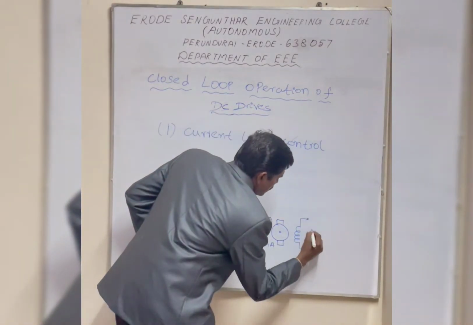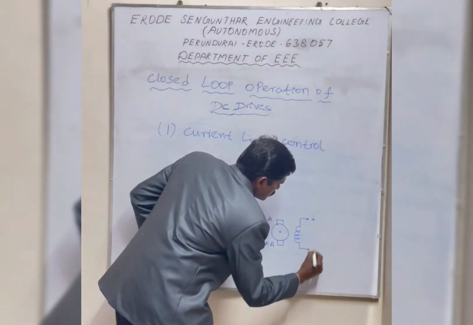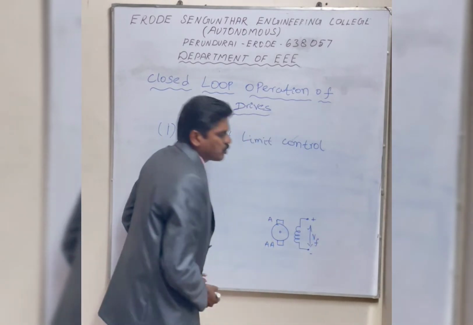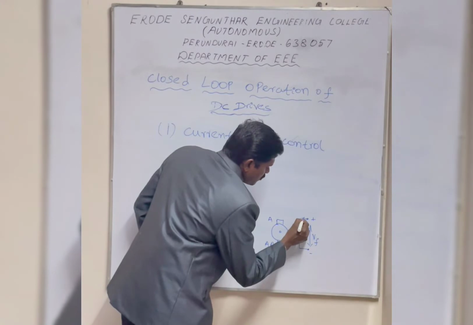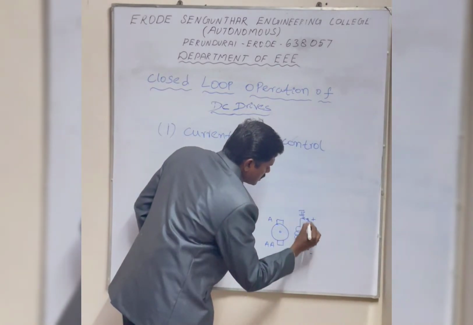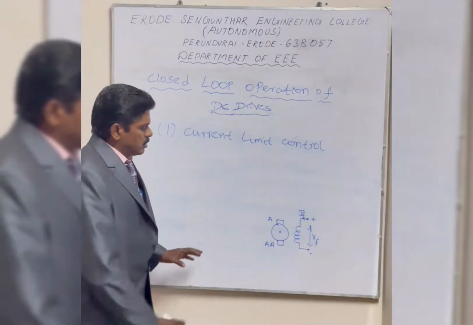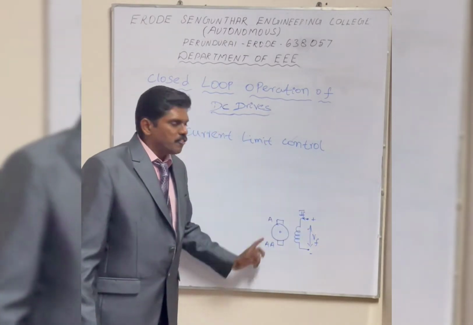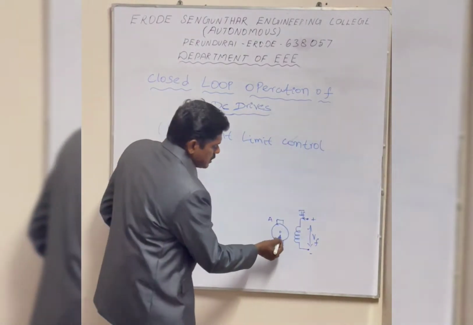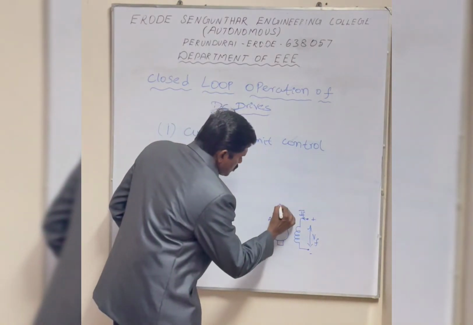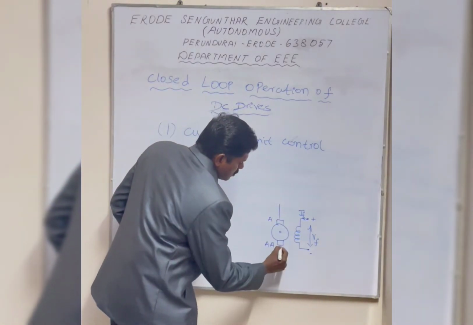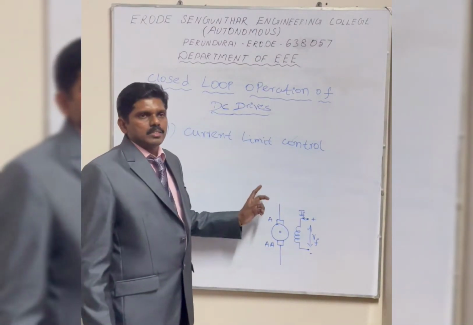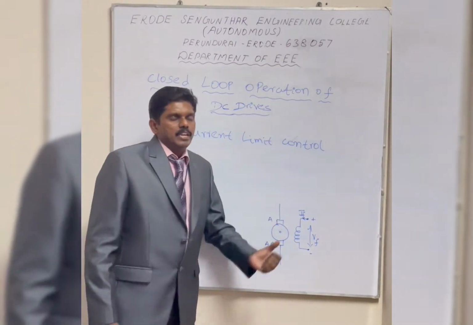Here we have a source required for the field excitation, that is a separately excited source, VF, and the current flowing through the field is IF. So this is the setup of the DC motor, that is the armature along with the field. For this armature we require the armature voltage, and that armature voltage is supplied by a rectifier circuit.